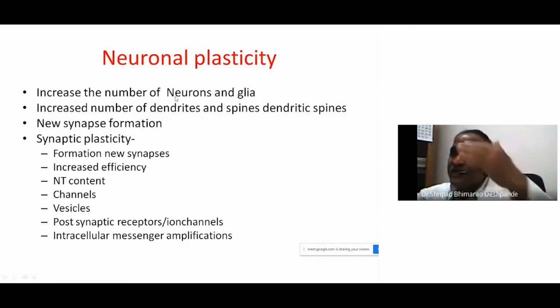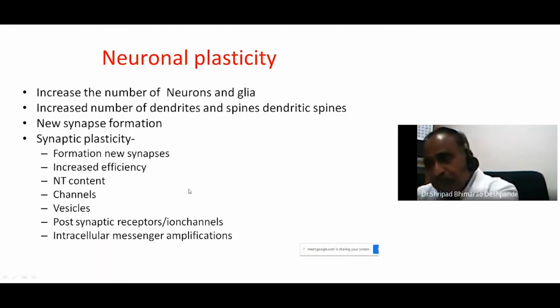It is the increased number of neurons or glia, as I mentioned, for a lost particular area. So, increased number of dendrites and dendritic spines, the new synapse formation. Then synaptic plasticity, the efficient synaptic plasticity. Already I mentioned all these components: the formation, increased accumulation, efficiency, neurotransmitter content, the ion channels, the vesicles, the postsynaptic receptors and ion channels, intracellular messenger amplifications. So all these things happen in neuronal plasticity.